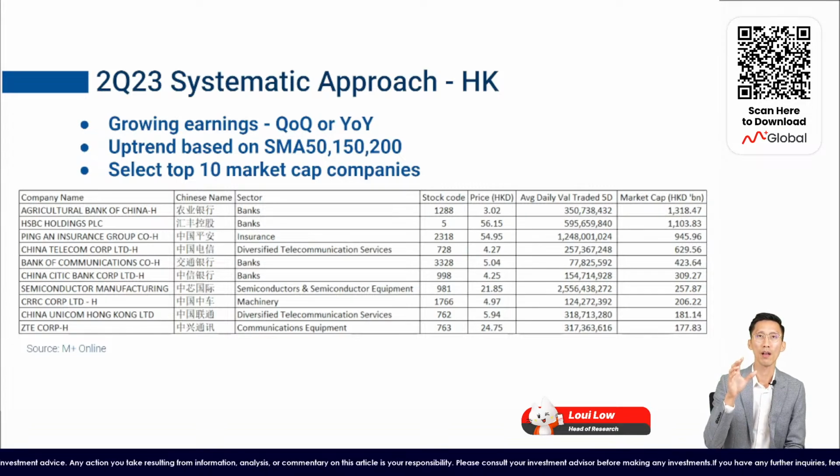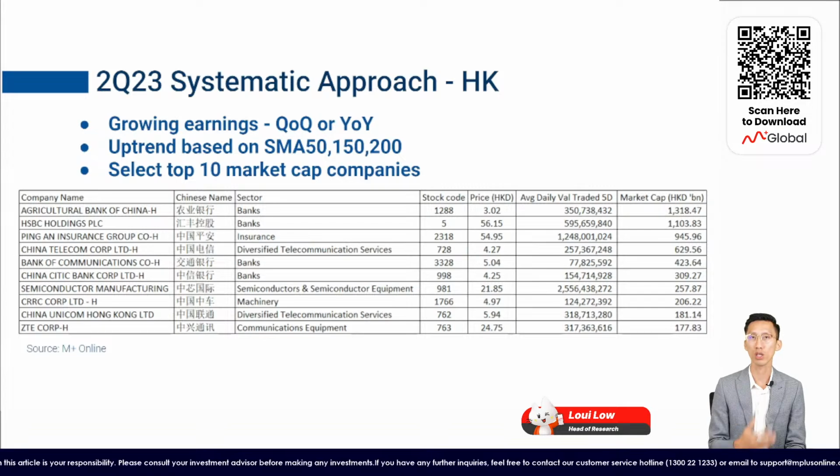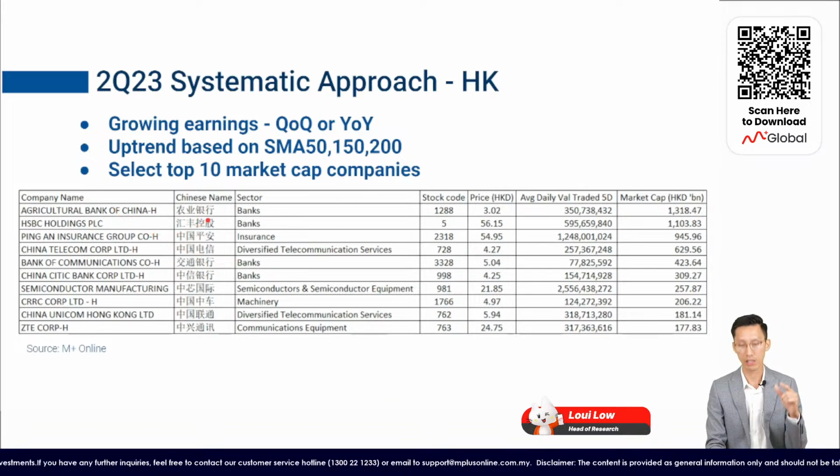As long as they are in an uptrend tone and coupled with growing earnings, these two factors can already give you a solid methodology for your selection of stocks. And you can rebalance it on a quarterly or monthly basis. It is up to you. But this is some of the approach that I'm using, and I will select some top 10 market cap companies to look into. And these are some of the stocks that are under this category of growing earnings plus uptrend, like Agricultural Bank, HSBC Holdings, Ping An Insurance.